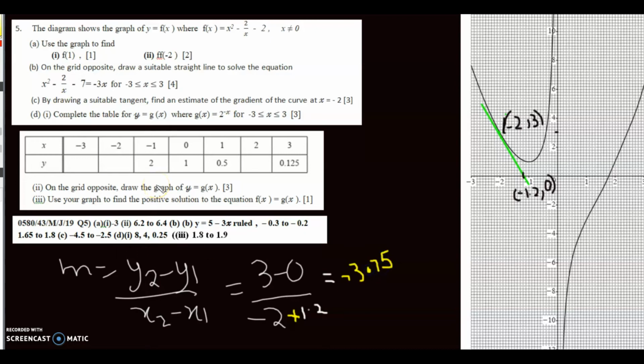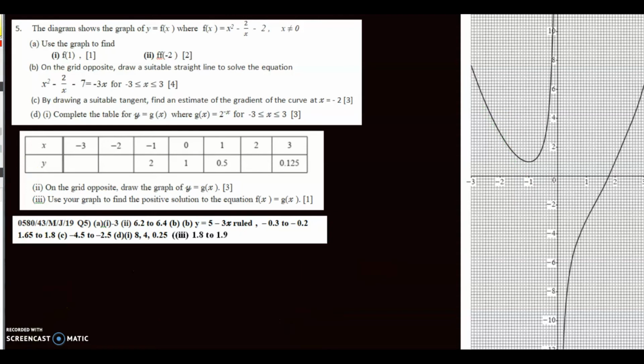Okay, next part. Now to part D. Part D says complete this table for g(x) equals 2 minus x. So we'll quickly complete the table and then draw the graph for part D as well. By substituting the values of x here, I've filled up the table. First x is minus 3, then minus 2 and so on. Filled up the table, made the dots on the grid and joined them.